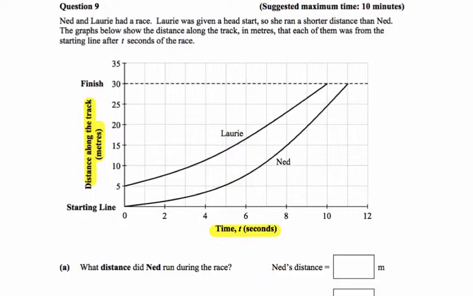So the first question says, what distance did Ned run during the race? So this is Ned's curve here, and we can see he started at the starting line, 0, and he finished at the finish line, which is 30 on the distance axis. So from 0 to 30, the distance he travelled was 30 meters.